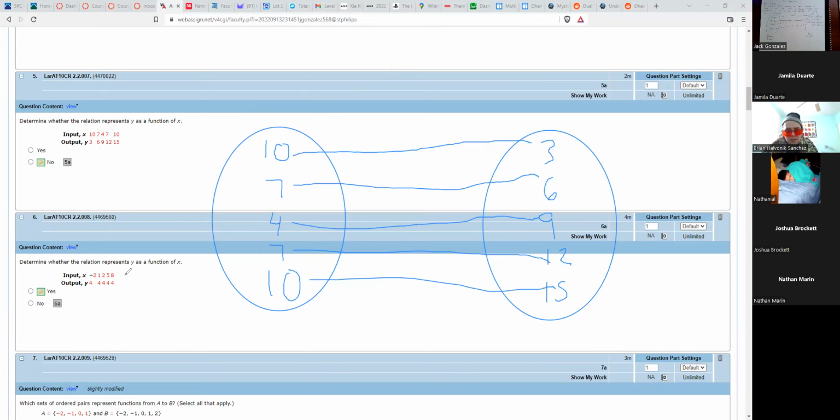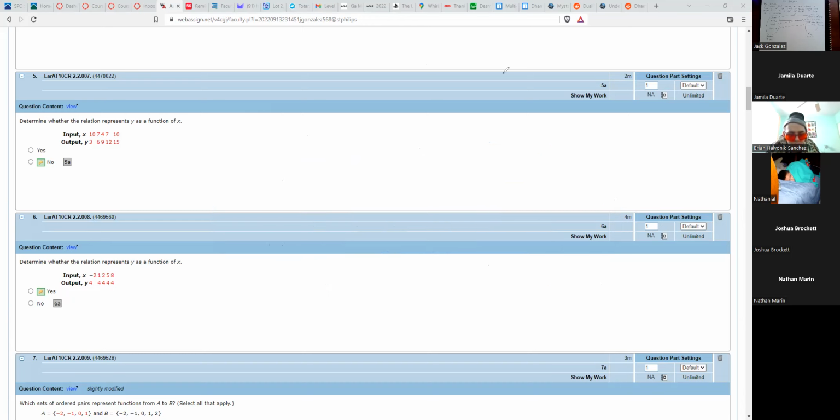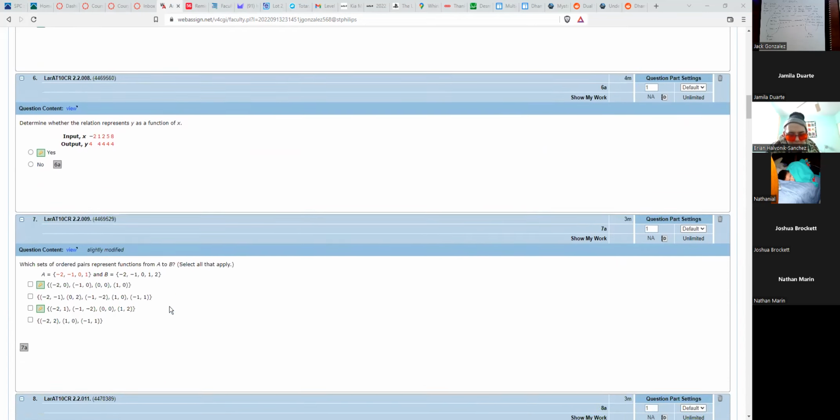And if you look at this one, none of the x's repeat, but notice how they all go to the same place. So you can have all your inputs go to the same place. That's okay. You just can't have the same input go to two places. So this is fine. Just remember the definition.